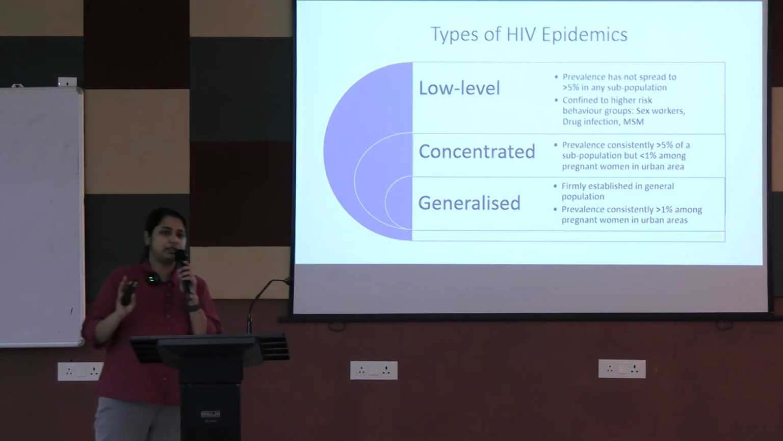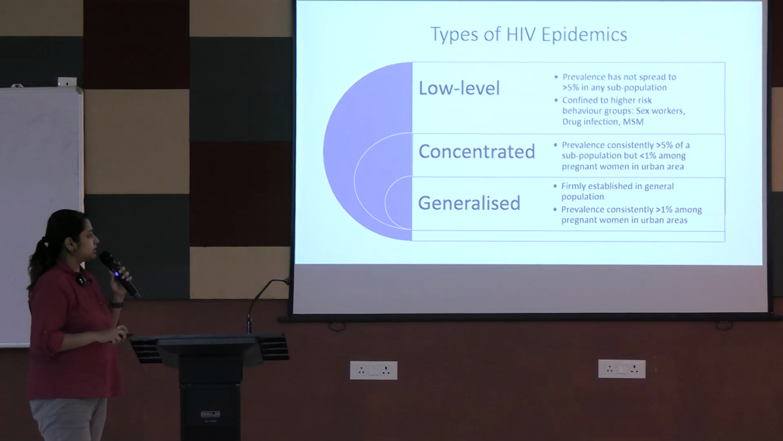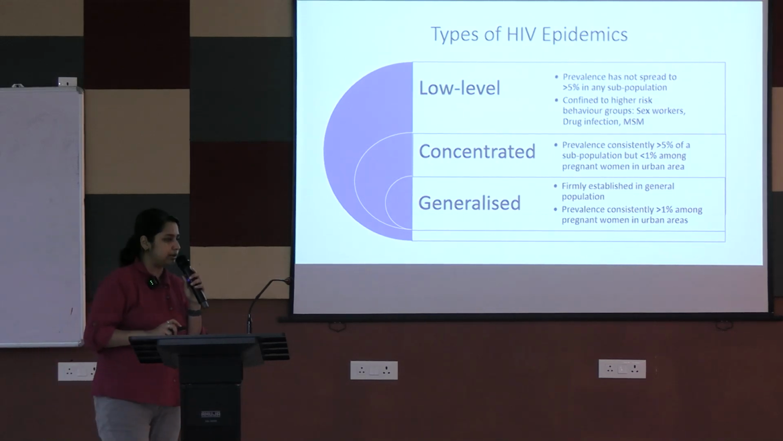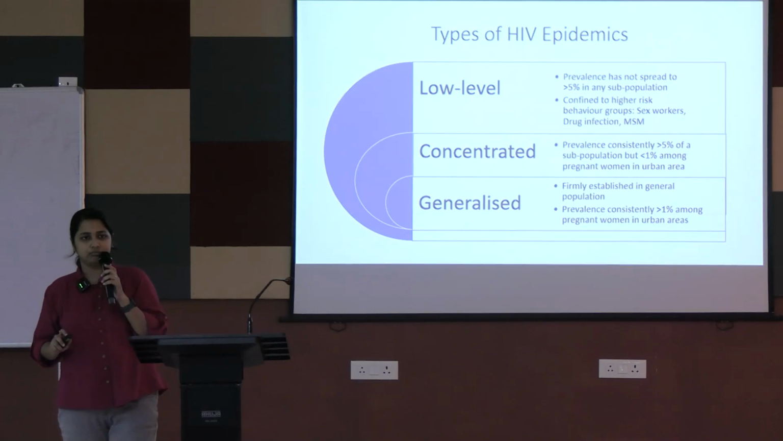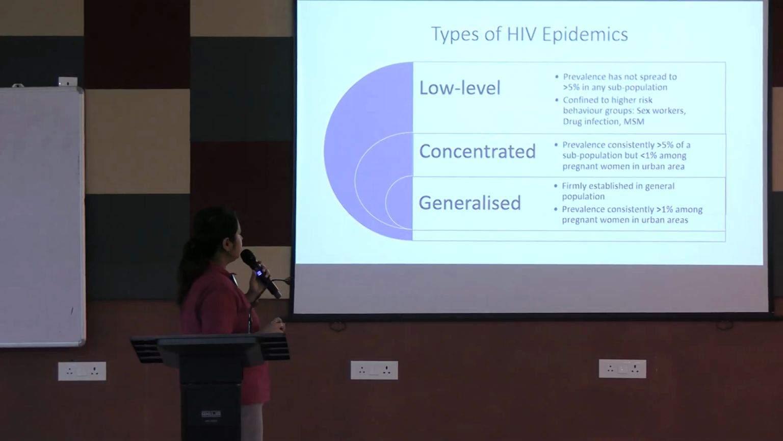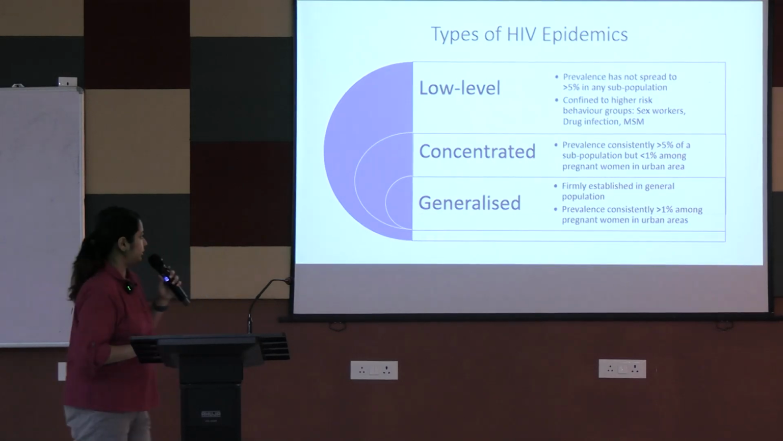And what is a generalized epidemic? It is firmly established in the general population, and prevalence is consistently more than 1% among pregnant women in urban areas. So these are the 3 types of HIV epidemics that can occur.